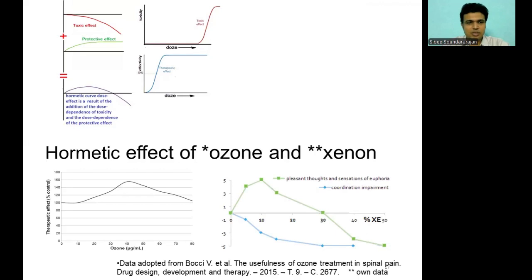All hormetic substances are poisons. A living organism is capable of defending itself against poisons. The dome-shaped dose-response curve is simply the algebraic sum of toxic and protective effects. Compare with the typical S-curve characteristic of traditional medicine.